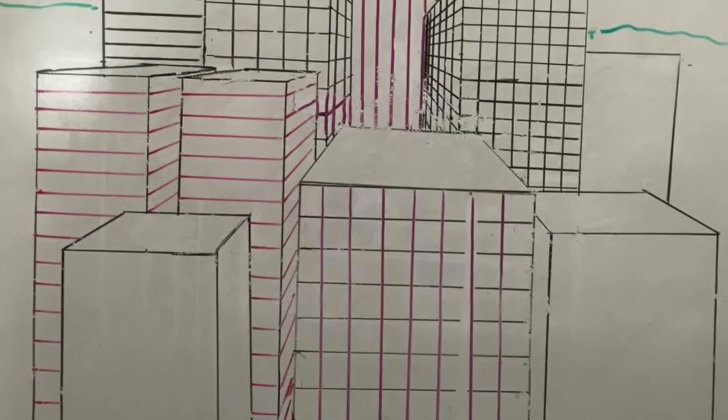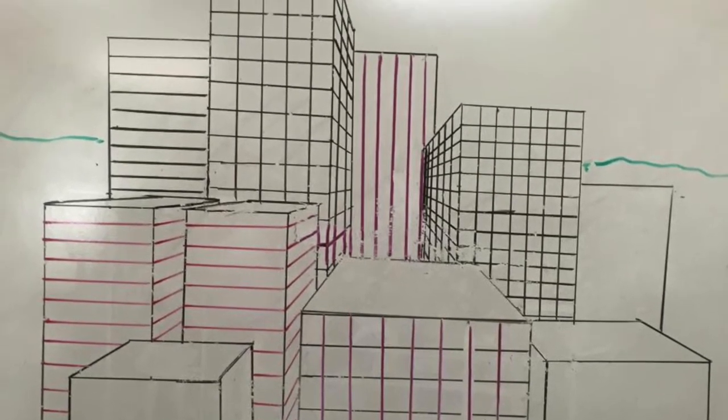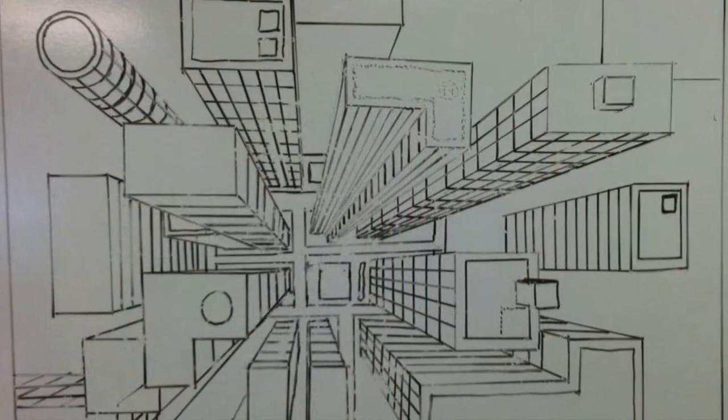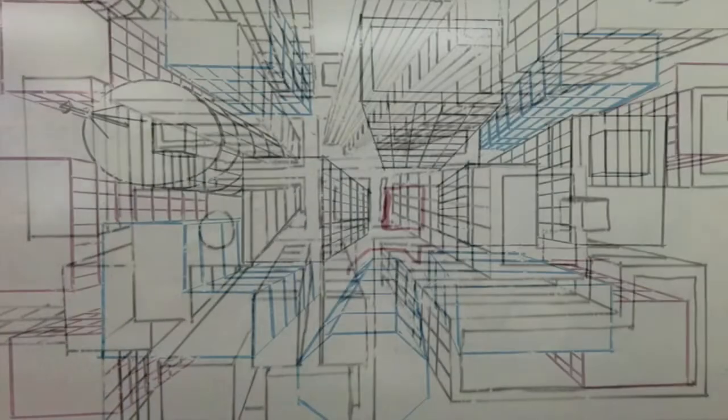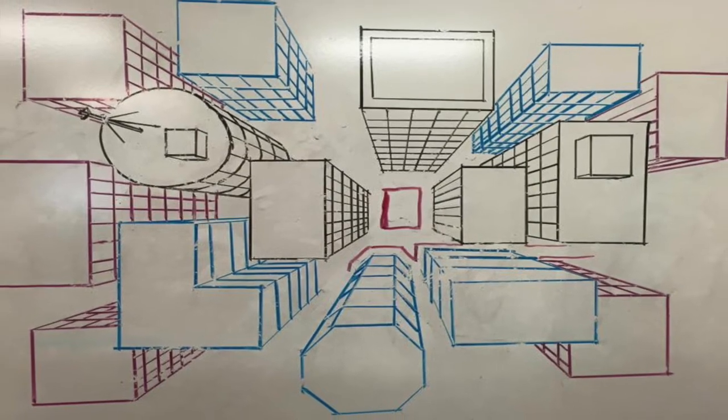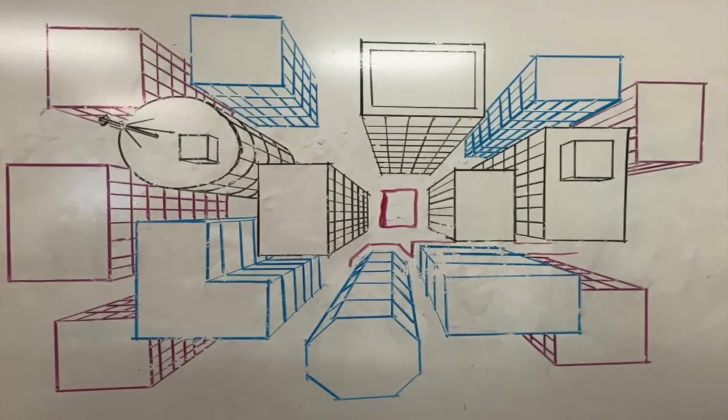So here's an example of a single point perspective using boxes of different shapes and sizes stacked on top of each other, put in front of each other, behind each other, and you can see that the illusion is created of three-dimensional space.